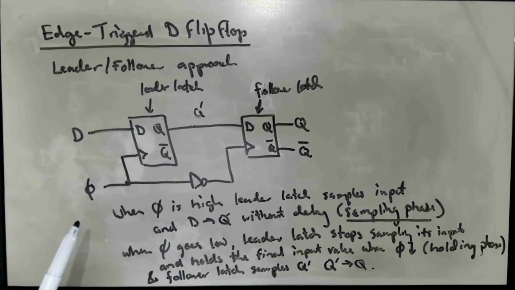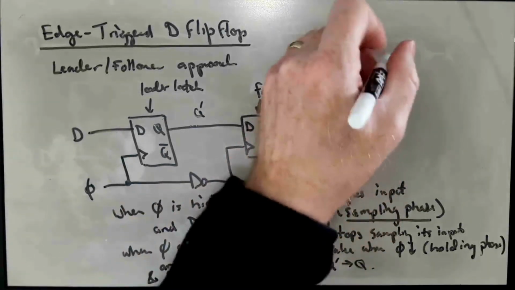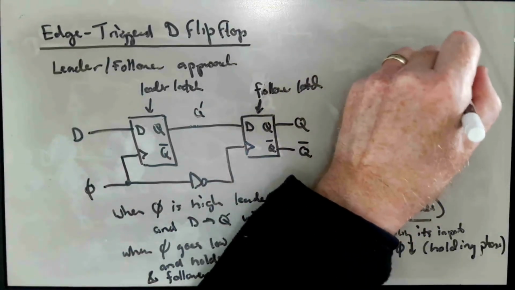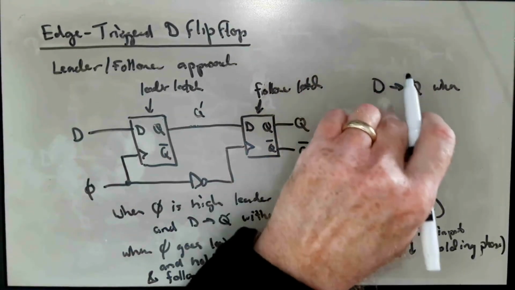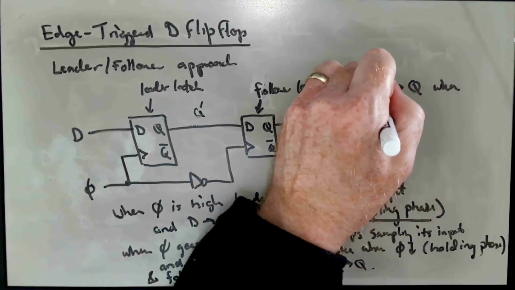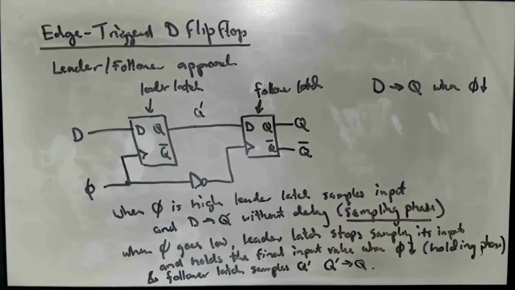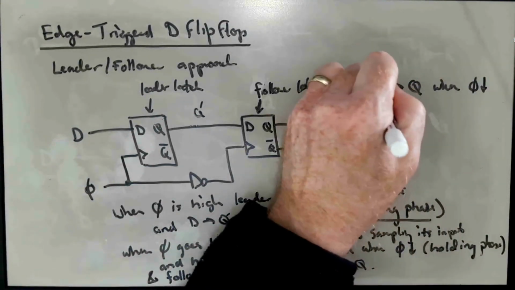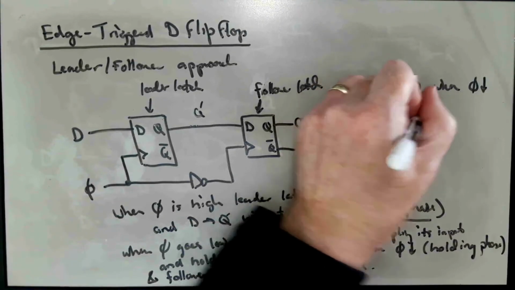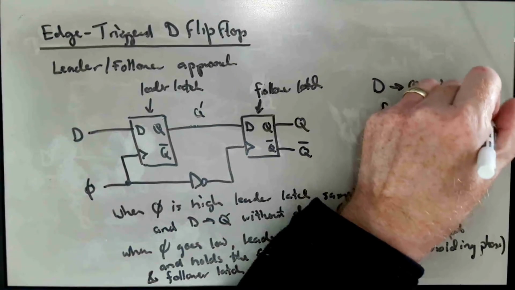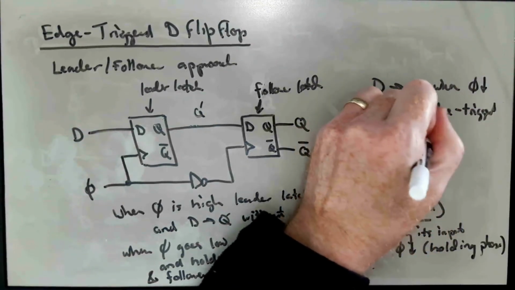So this particular arrangement would have the effect of D goes to Q when phi goes down. So this is a falling edge triggered D flip-flop.